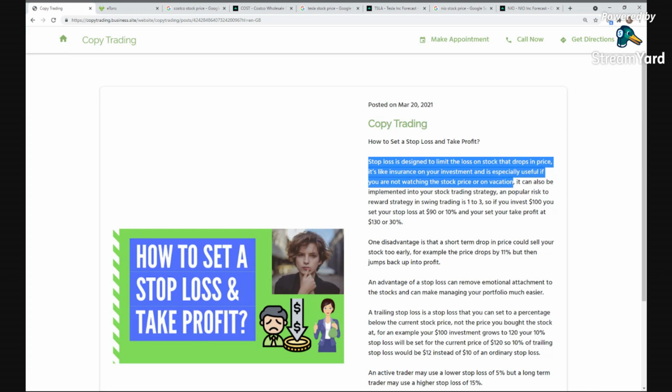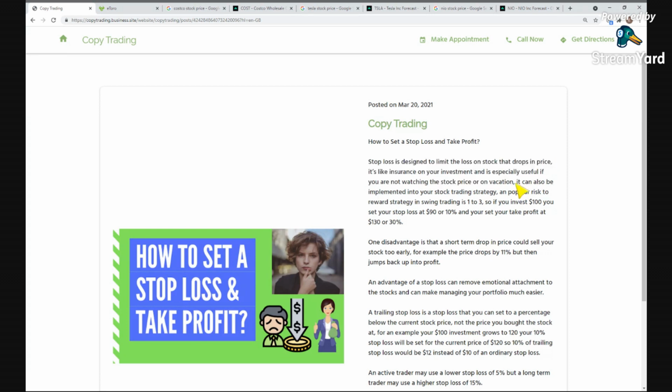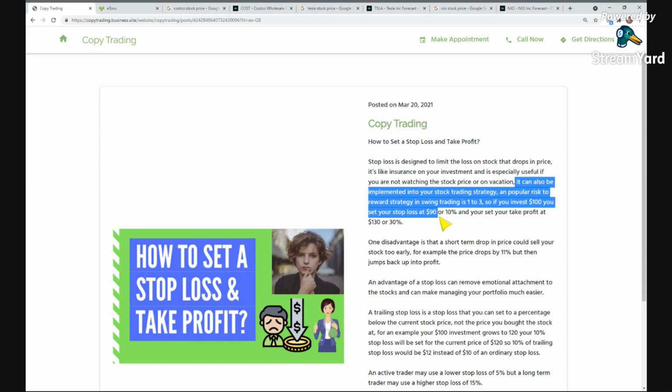But here we go. A stop loss can also be implemented into your stock trading strategy. I'm going to show you now my stock trading strategy, and how I'm going to implement the stop loss. A popular risk to reward strategy in swing trading is 1 to 3. So if you invest $100, you can set your stop loss at 90, or that's 10%. So you're willing to risk 10% of that investment. So your stock will sell when it drops to $90 in value, or 10%.